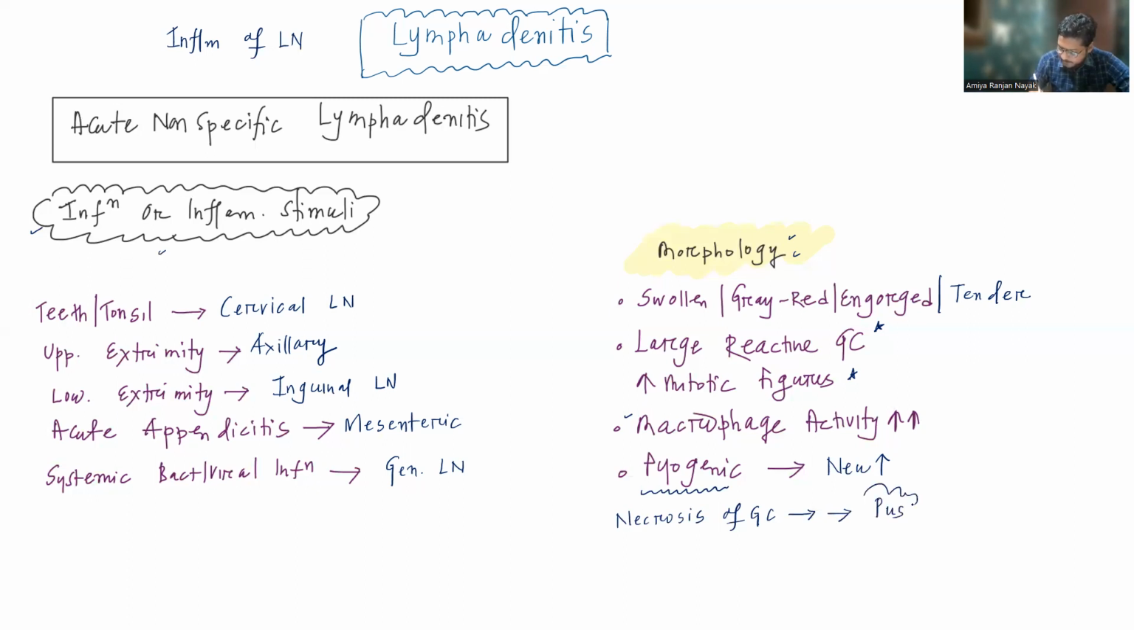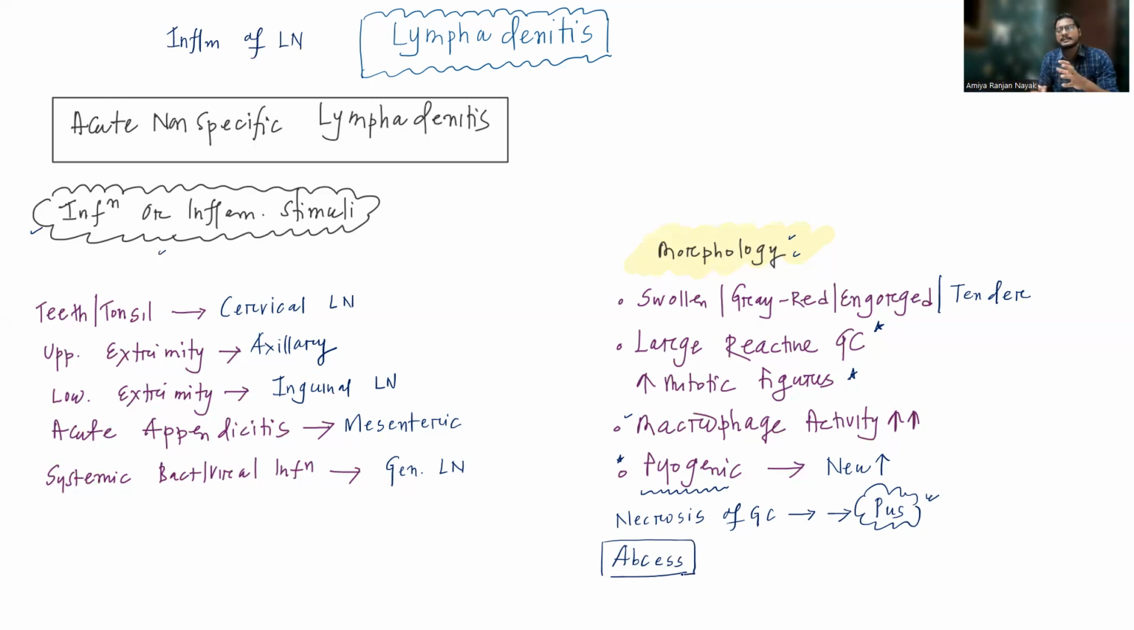You must have studied this in the chapter of inflammation. So how do you define pus? Pus is nothing but a collection of necrotic material, edema fluid, and neutrophils. Whenever there is an infection due to pyogenic organisms, there will be neutrophilia. It can cause necrosis of the germinal centers, leading to formation of pus. And if the pus is encased in a particular area, that is known as an abscess.